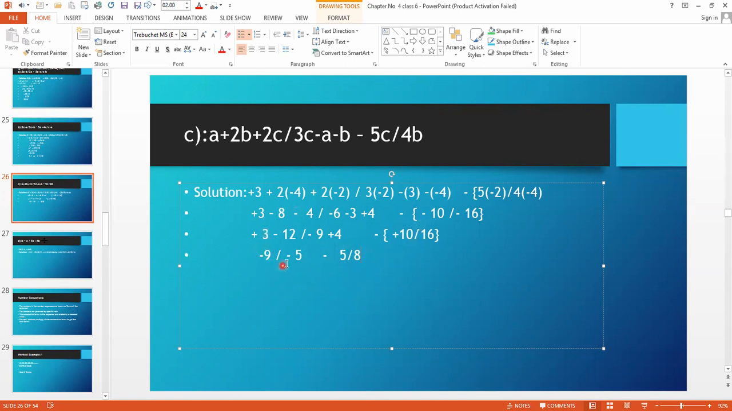Now look here, -9 and -5. Minus into minus is equal to plus. So we have plus 9 by 5, and next we have minus 5 by 8. Now comes the last portion, that is the LCM. We have to take the LCM. So 5 8s are 40, the 8 times table. 40 will come in the 5 times table. When 8 will come, all of you know how we have to do this. So I have to put 8.